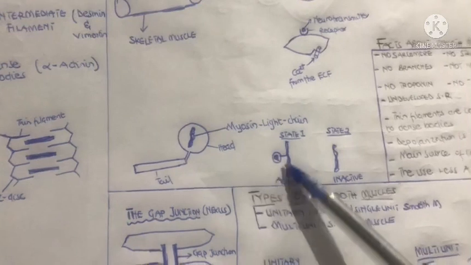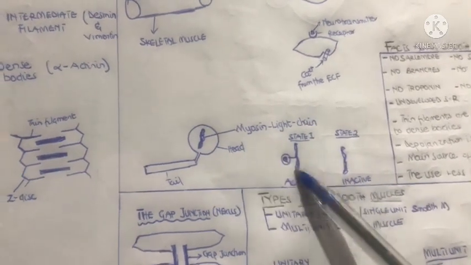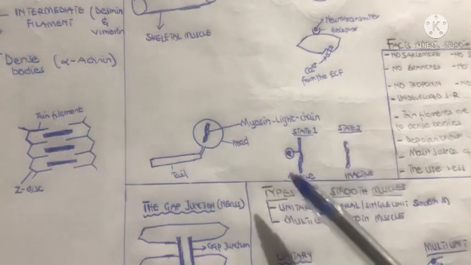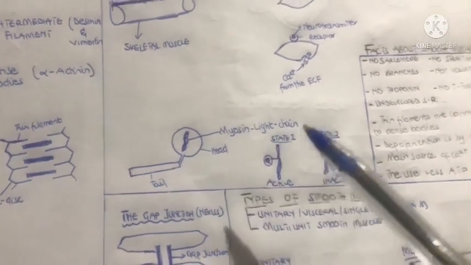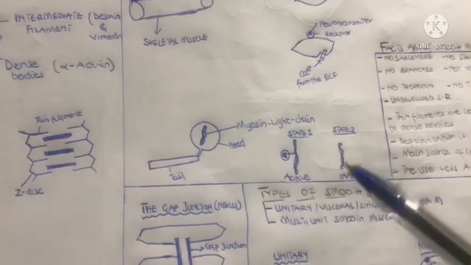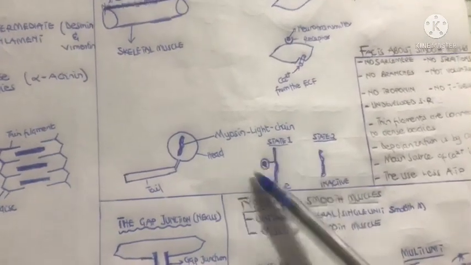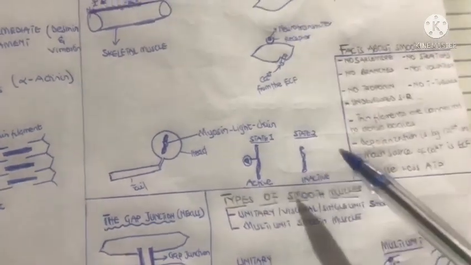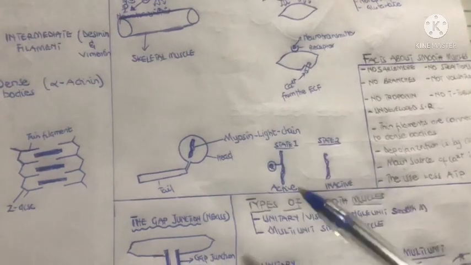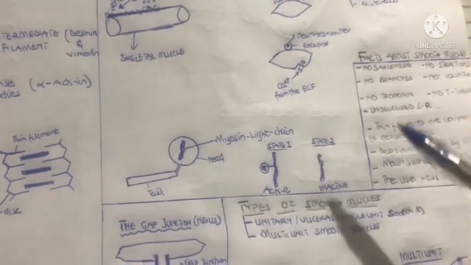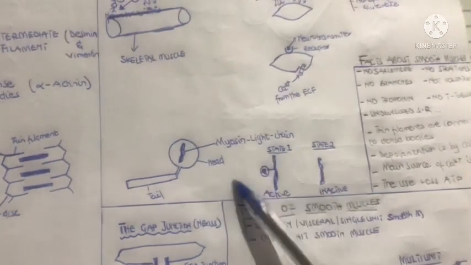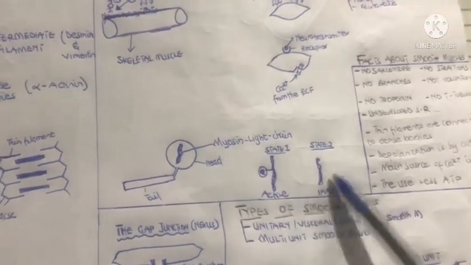These phosphates are added to the myosin light chain by a certain enzyme called myosin light chain kinase. Kinases phosphorylate things, so this myosin light chain kinase puts the phosphate on the myosin light chain to activate it. And we have another enzyme called the phosphatase. The myosin light chain phosphatase removes the phosphate from the myosin light chain and causes it to be inactivated.